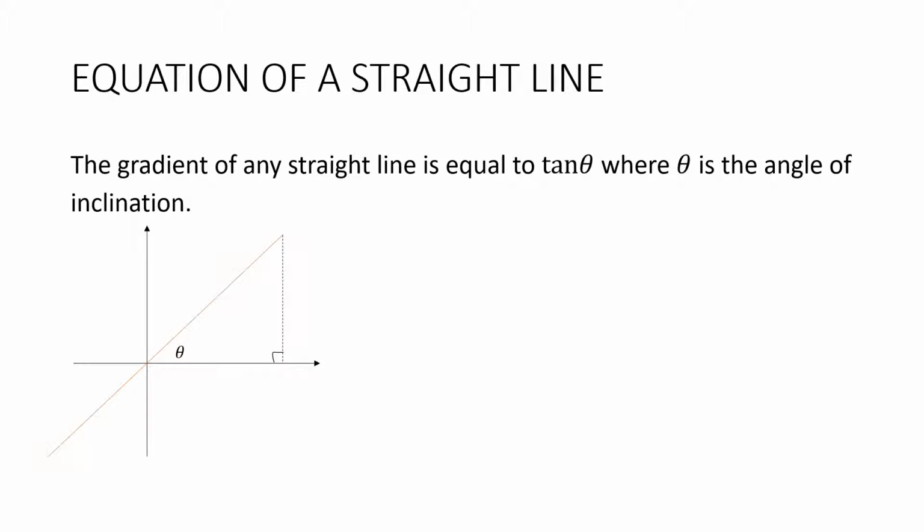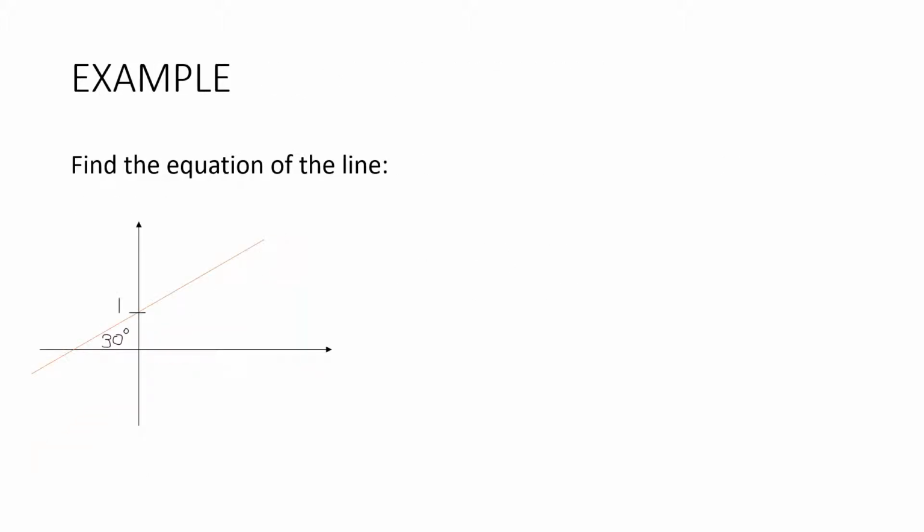The gradient of any straight line is equal to tan theta, where theta is the angle of inclination. And it makes sense because, remember, this is rise over run, and that's also opposite over adjacent. Okay, so tan theta is equal to the gradient. And we can use that to find its equation.